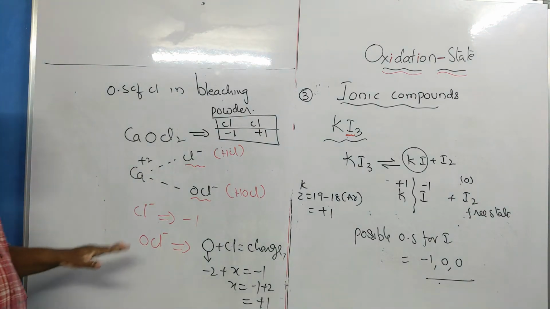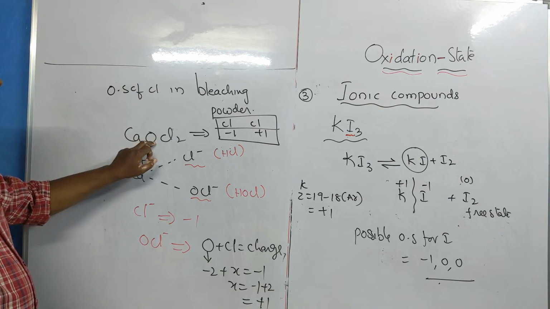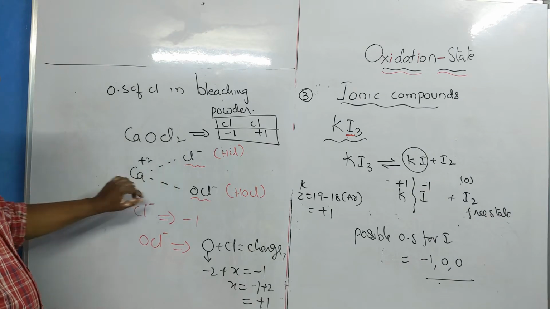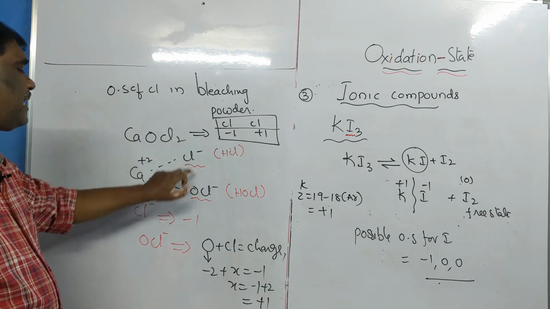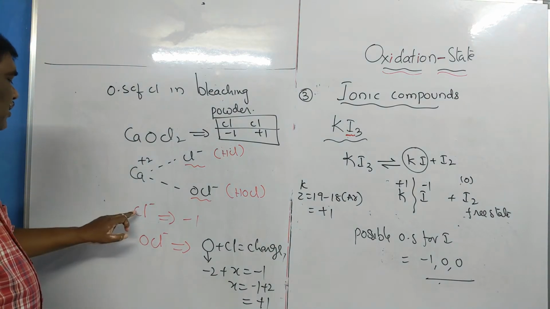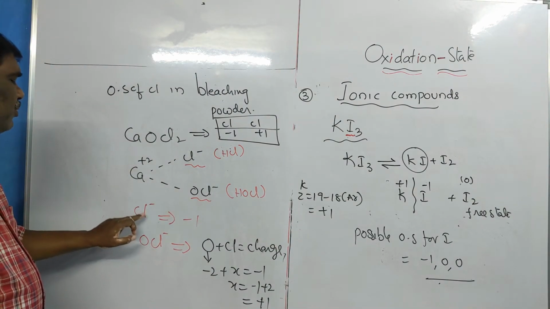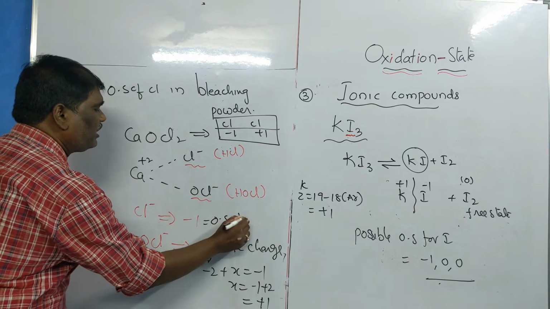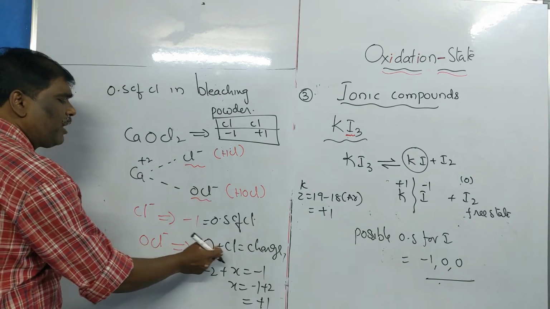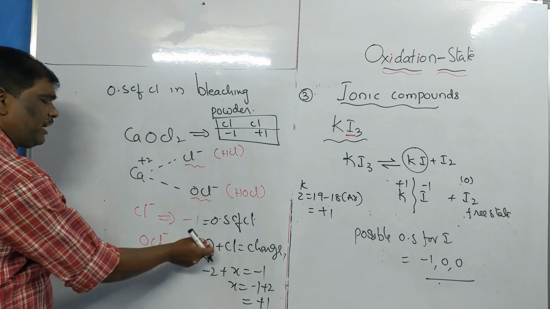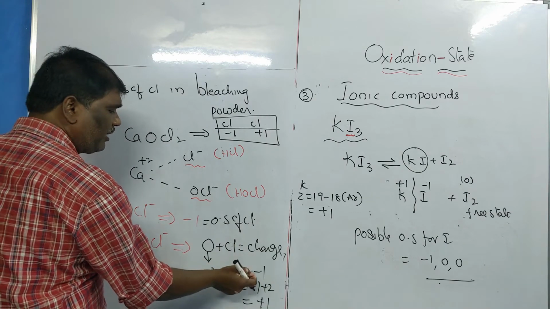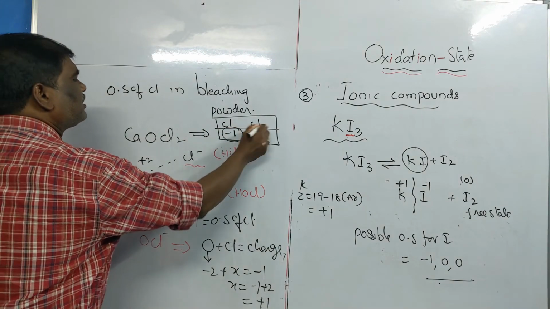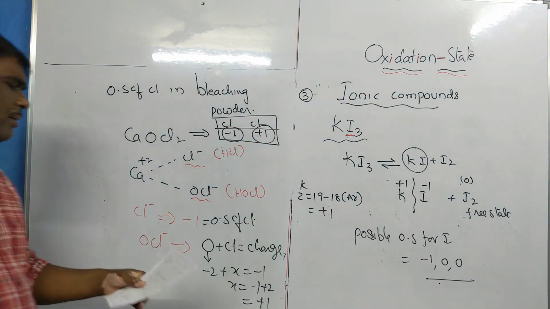Very important question. I repeat once again. Bleaching powder is the salt of two acids, so bleaching powder is known as a mixed salt. Ca plus 2 with Cl minus ion and OCl minus ion. Cl minus is a monoatomic ion, and for a monoatomic ion, the oxidation state is equal to the charge. For the other one, the sum of oxidation states is equal to the charge. That is oxygen -2, chlorine we have to calculate. On simplification, we get X equal to +1. Thus, in bleaching powder, the oxidation states of chlorine are -1 and +1.